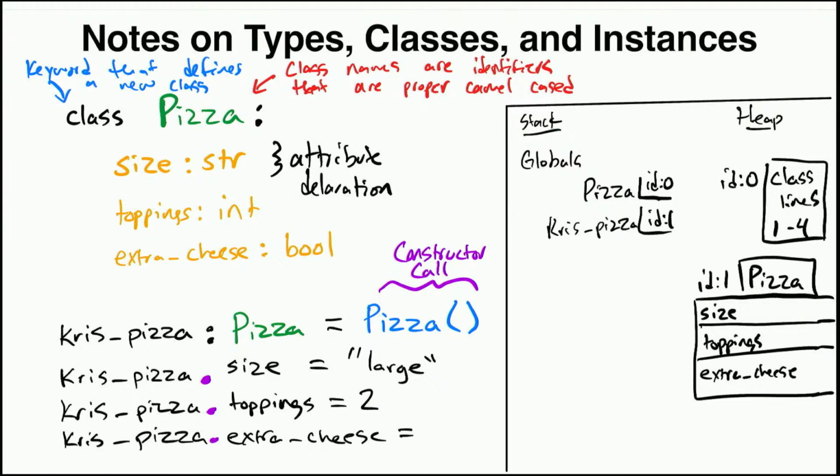So when each of these lines evaluates, the first line would say Chris's Pizza dot size is assigned large. Again, Chris's Pizza ID1 dot, boom, we jump over to ID1, and we're talking about size, and we're going to assign the string large here. So this would be large. And then on the next line, dot toppings is going to update toppings to be 2. And then on the next line, dot extra cheese, false. And I'll write that in, right?